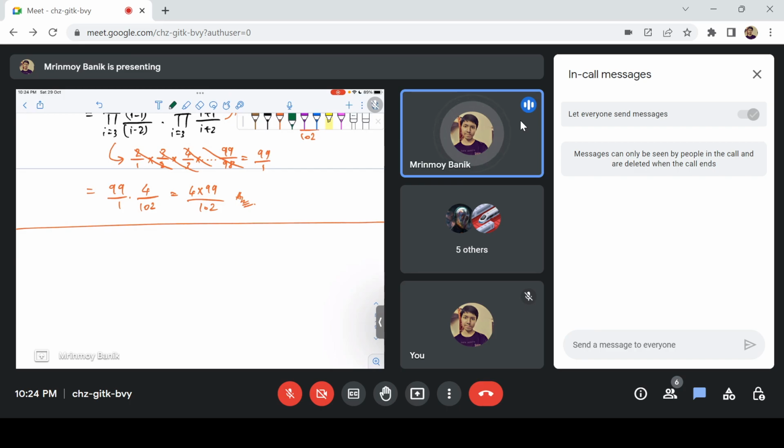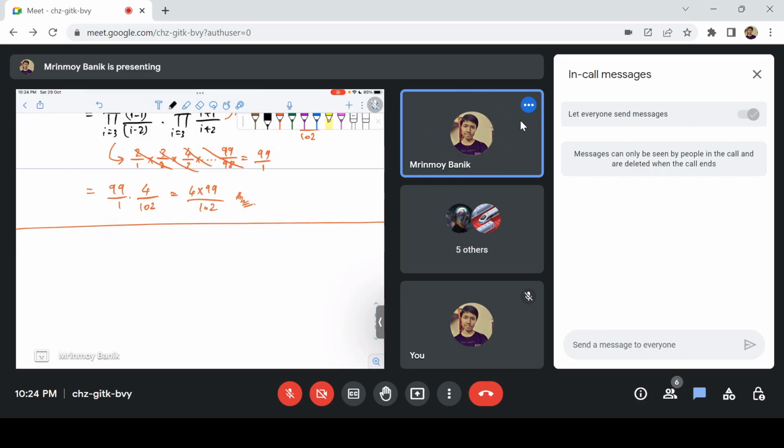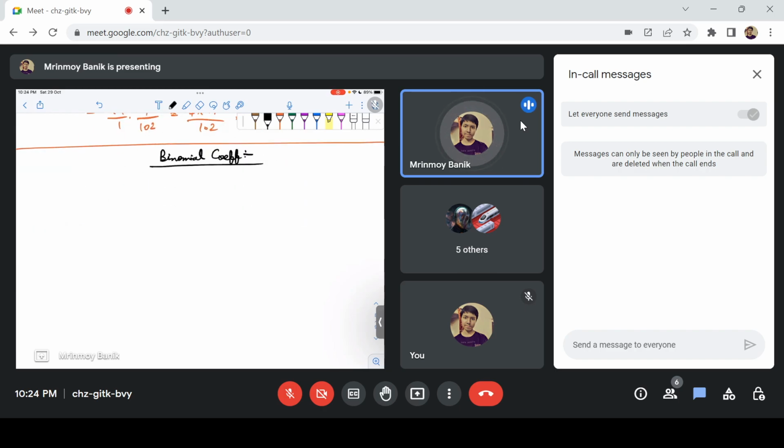So most of them are similar, so I'm not solving the next one also. So let's move on to binomial coefficients. I will cover this topic in the future, but for today, we just have a look at those sums which involve binomial coefficients.